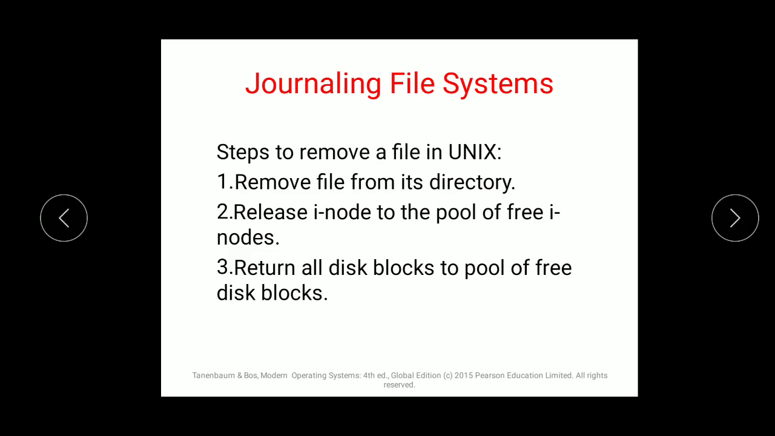So what are the actual steps to remove a file in Unix? Journaling is being done. Remove the file from its directory, that is, deleting. Release the inode to the pool of free inodes. Now release the inode values which it was using in the inode table. Return all disk blocks to the pool of free disk blocks. So all disk blocks which are free, please pool those. Pool means to share those with whoever requires them. That is the journaling method.